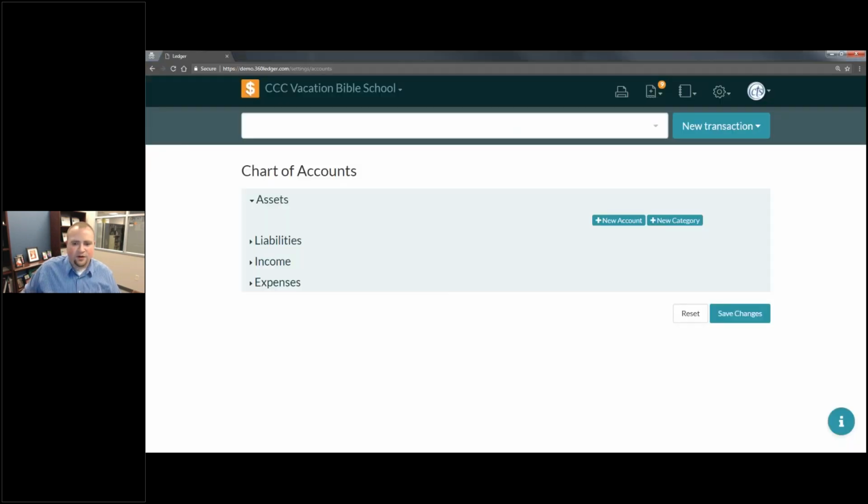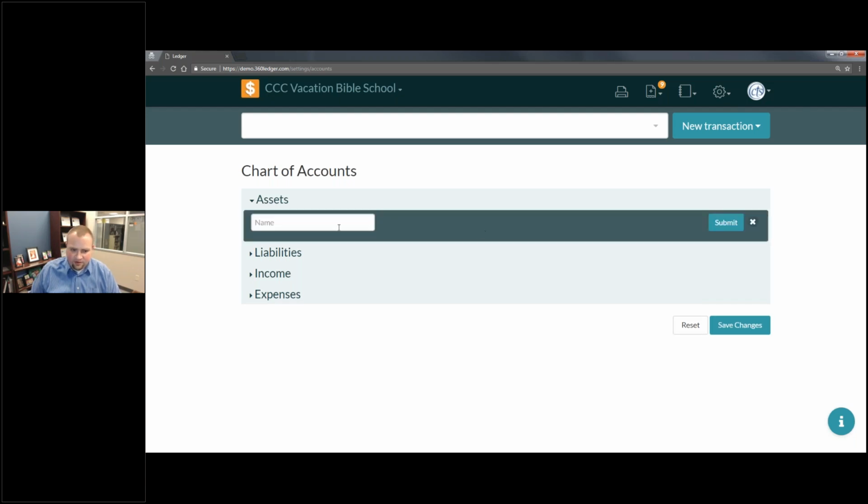All right, so we're going to go here, and this is our chart of accounts in Church360 Ledger. As you click on either one of these, it expands or contracts. Now, you can't see too much right now. We have no accounts. You have two ways of adding information in here. One is new accounts, where money resides, where transactions can take place, and others are categories, which are groupings of accounts. So we're going to create an asset category, and we're going to call this the bank.